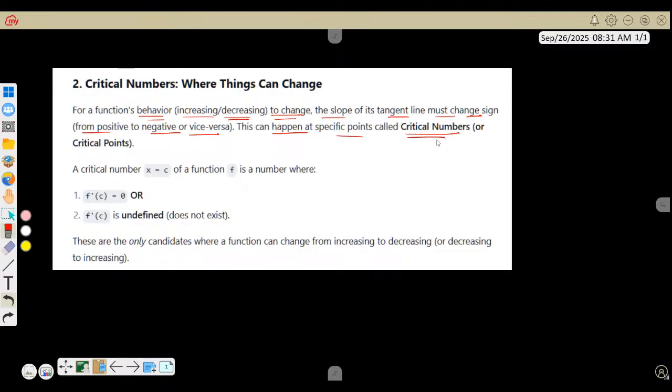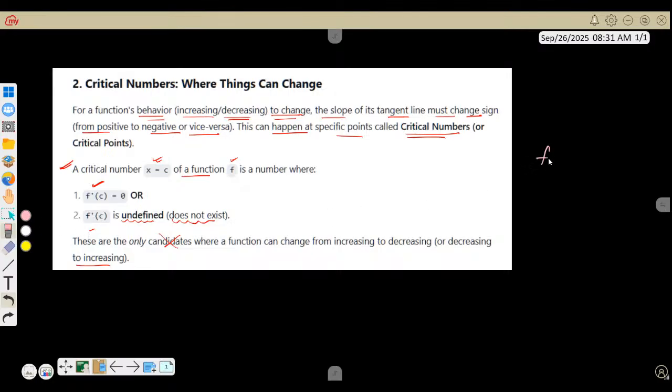And after that, we will check what is on the left of that point and what is on the right of that point. So a critical point x equals c of a function f is a number where the derivative becomes 0, or f dash c is undefined, does not exist. These are the only points where a function changes from increasing to decreasing or decreasing to increasing. At those points, on the left side or right side, the function changes its behavior, and that we have to find.